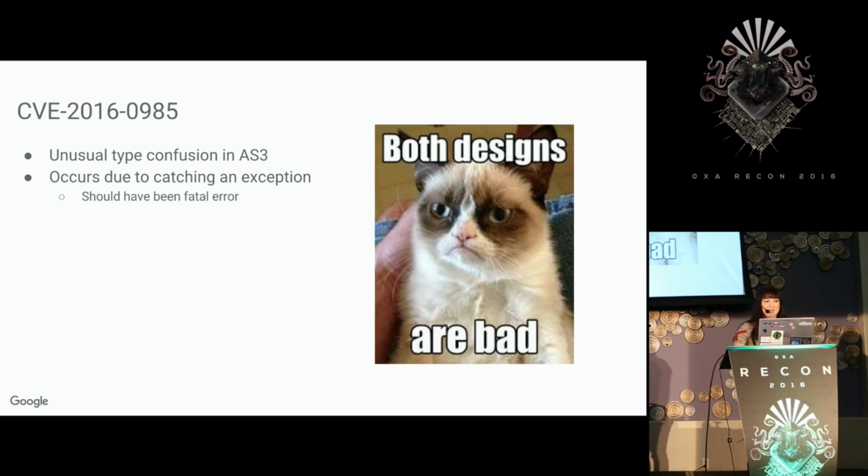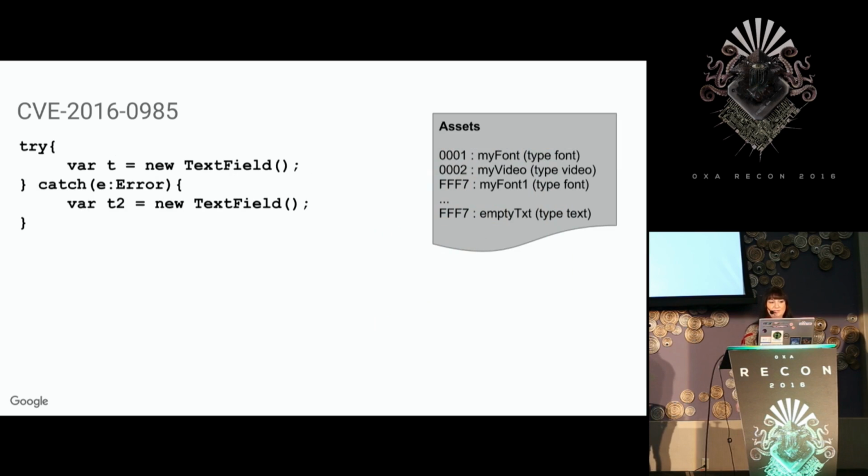So in this case, this is in AS3, and it occurs due to an exception that you can catch, and they fixed it by making it a fatal error. Basically, they threw an exception that should have been fatal, but it isn't. So here's this bug. It occurs both in code and in the SWF file. On the left, I have the code, and on the right, I have the assets in the SWF file. These are something you can just modify using a hex editor. And you'll notice you can have different assets of different types. I've got a font there and a video there.